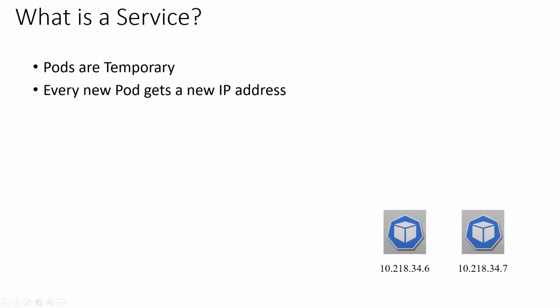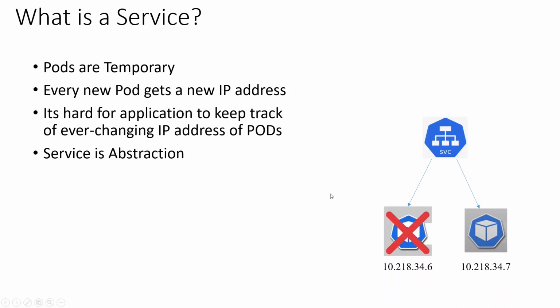Okay, now let's delve into some details as to what exactly is the difference between a pod and a service. Remember that pods are temporary, transient, or ephemeral. A pod is basically a logical wrapper entity for a container to execute on a Kubernetes cluster. Pods come and go, they don't live forever. And one very important point is that every new pod gets a new IP address upon its creation. So it's hard for an application to keep track of the ever-changing IP addresses of a pod.